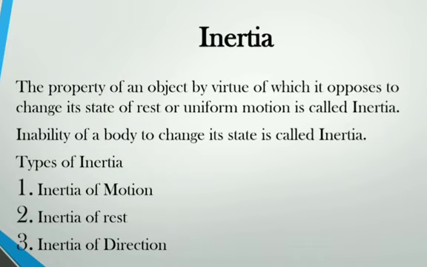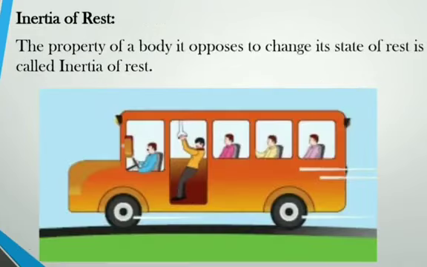Now we'll see the types of inertia with examples each. First one, inertia of rest. It is a property of a body such that it opposes to change its state of rest.